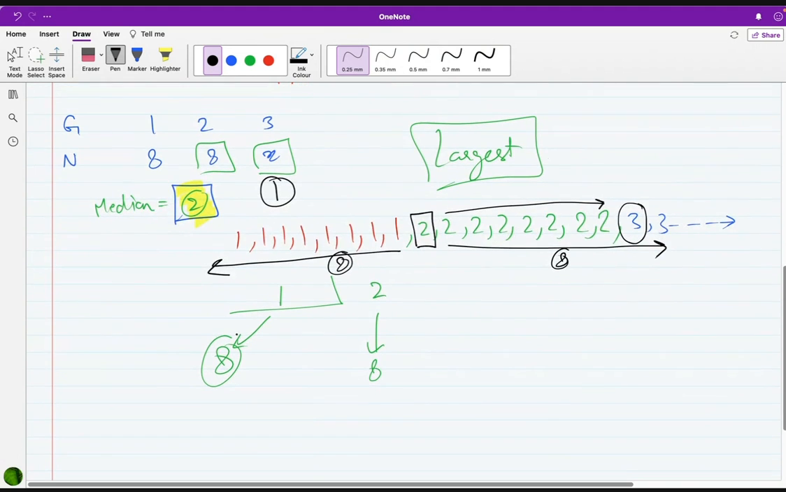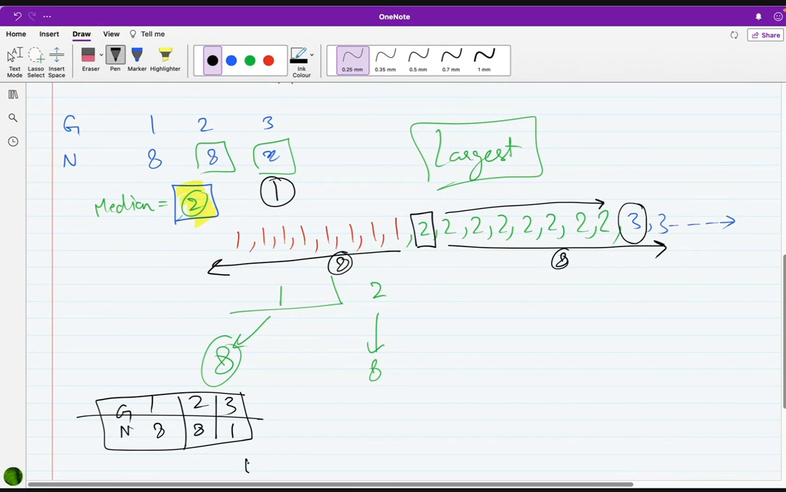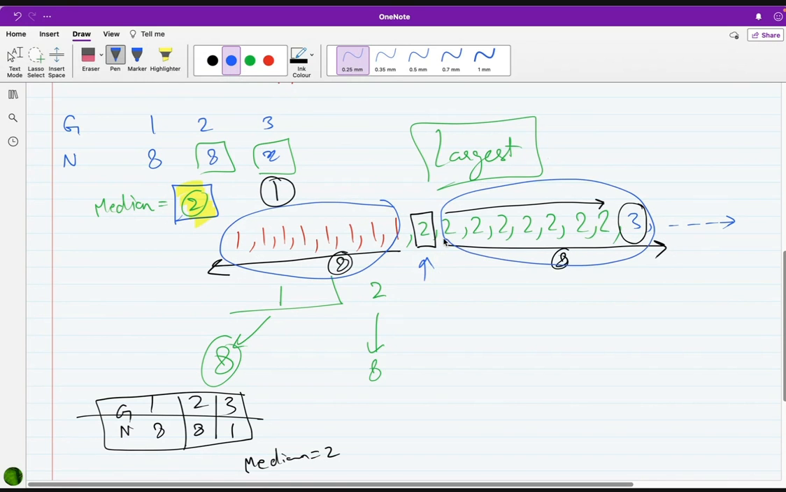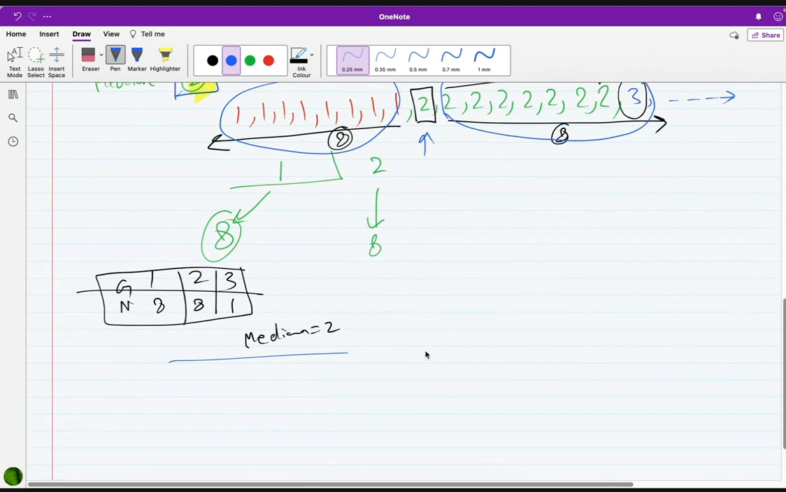If I write the new data as this is 1, 2, and 3, this is 8, this is 8, this is 1. When we have this data, is the median 2? We just did this. If I keep 1, 3, the median is 2 because we have 8 numbers on the left hand side of this 2, and 8 numbers on the right hand side. So this is the middle number, right? Yes.